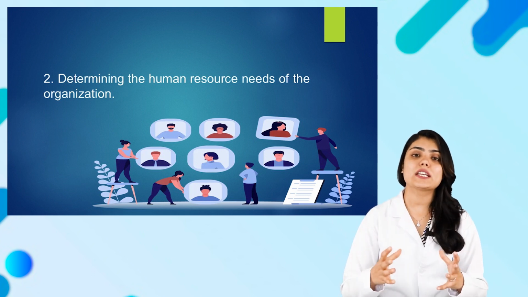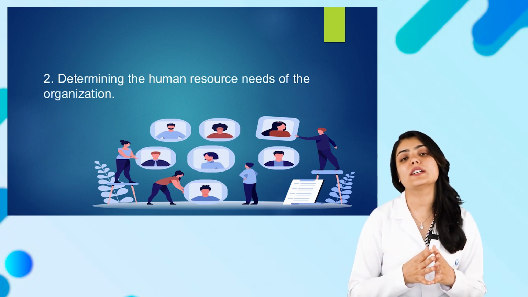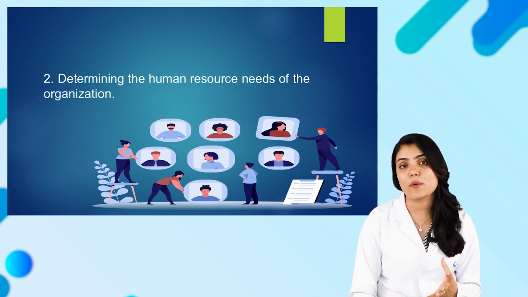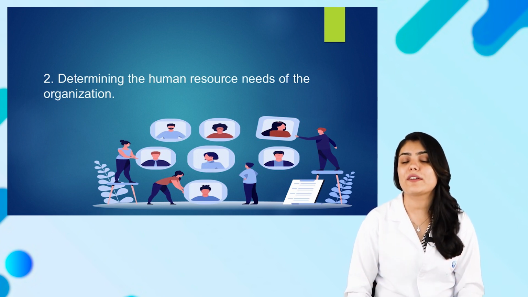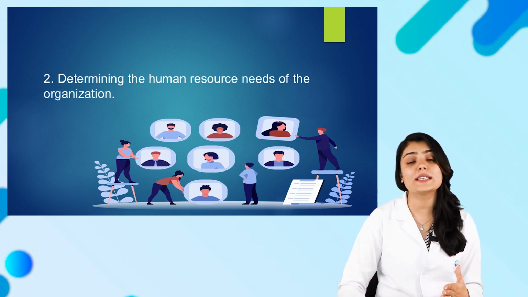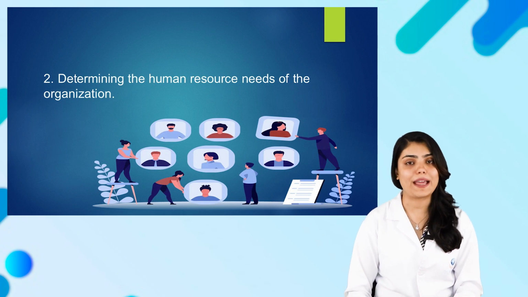For any organization to function, there will be different departments. There will be different people working towards the achievement of the goal. Therefore, to determine where employees are required, what kind of human resource is needed within the organization, where it is needed, how many people are required in order to complete a certain task or in order to help one department overcome a problem, all of this is determined by human resource management.